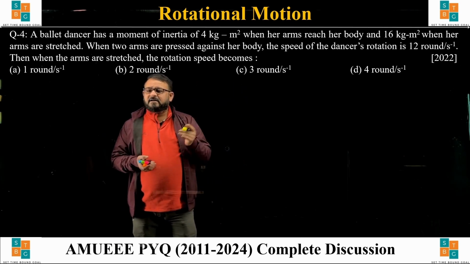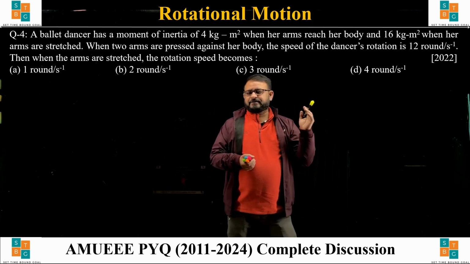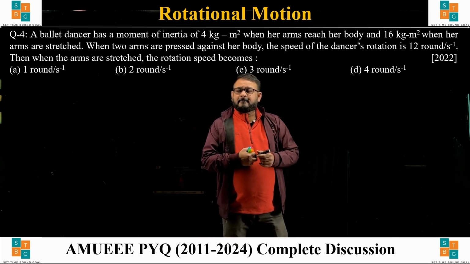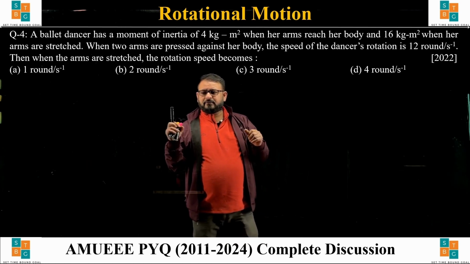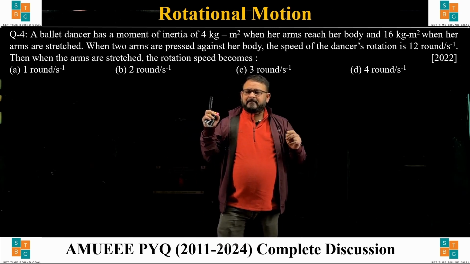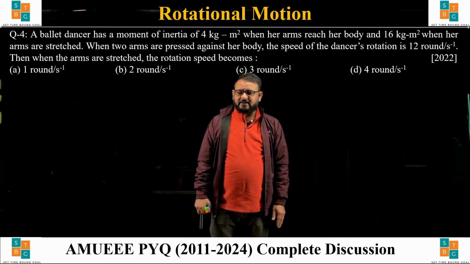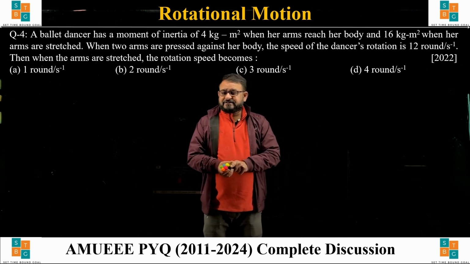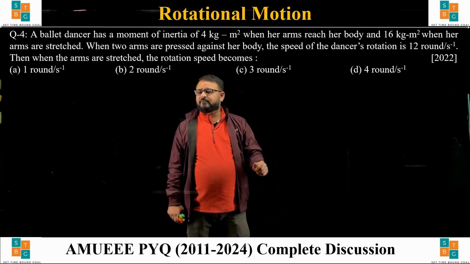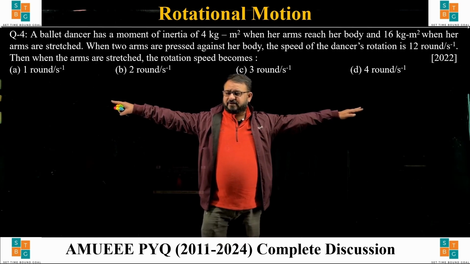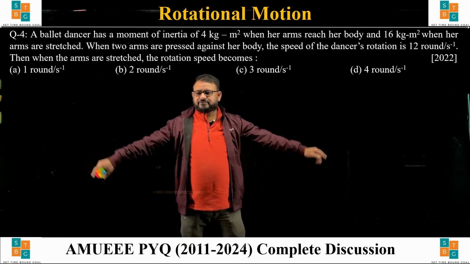Okay, a ballet dancer has a moment of inertia of 4 kg meter square when her arms are pressed against her body. So ballet dancer is standing like this. And 60 kg meter square when she has arms stretched, because moment of inertia gets larger when arms are stretched.